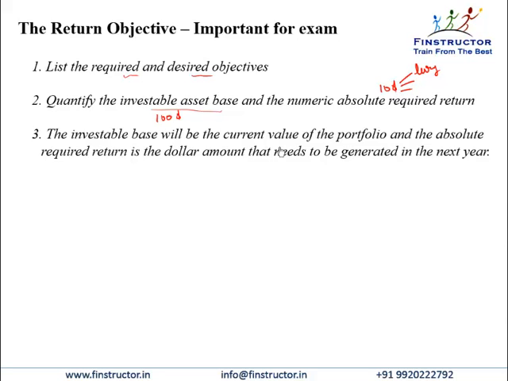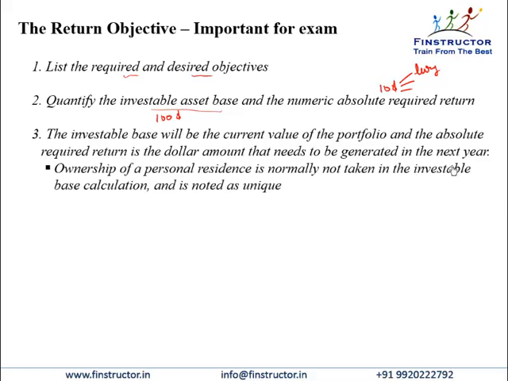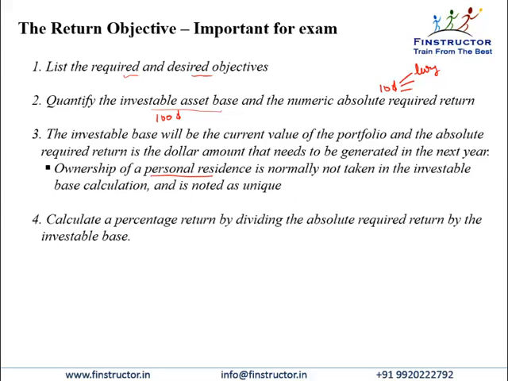So the investable base will be the current value of the portfolio, and the absolute required return is the dollar amount that needs to be generated in the next year. Ownership of a personal residence is normally not taken in the investable asset base calculation. Calculate a percentage return by dividing the absolute required return by the investable asset base. So in this case it would be $10, that is the absolute required return, divided by the investable asset base of $100, giving us a required return of 10%.